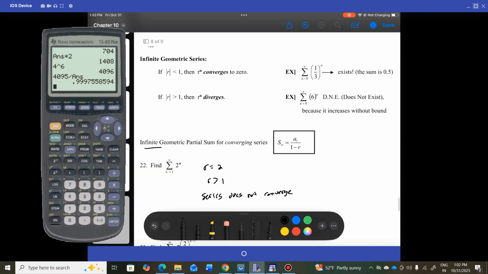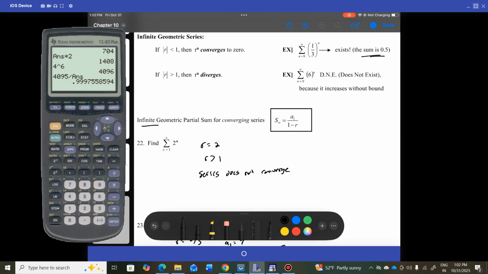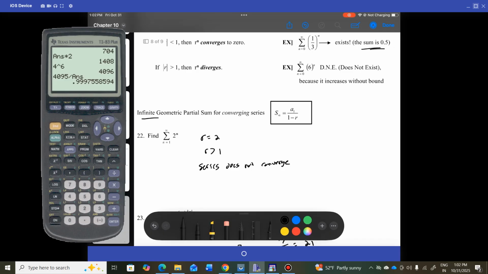So if we come up here, we said the sum is 0.5, come up here to 1/3, and put it down here. We're finding this summation. A sub 1 equals 1/3, and r equals 1/3. So 1/3 over 1 minus 1/3, which is going to be 1/3 over 2/3, which is 1/2. Okay, and so that's how we get that 1/2 here.